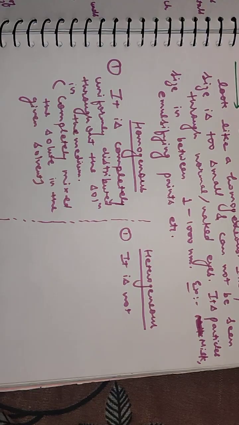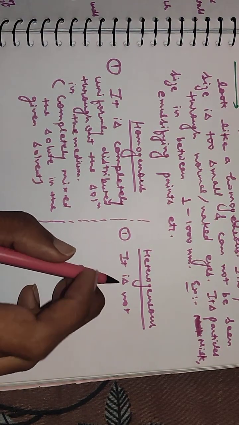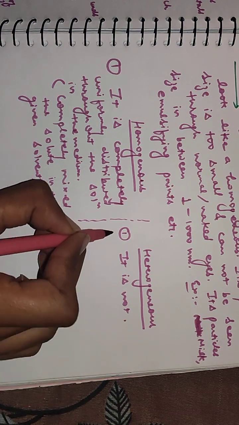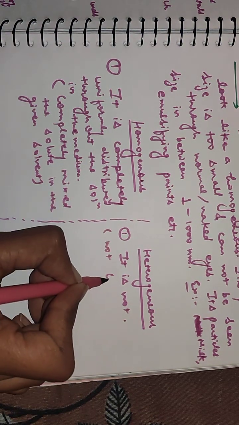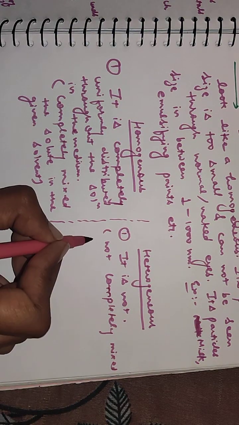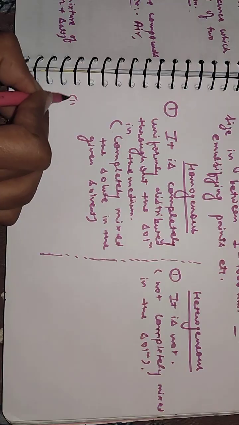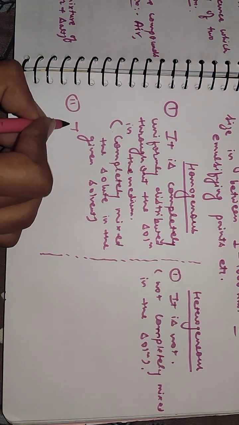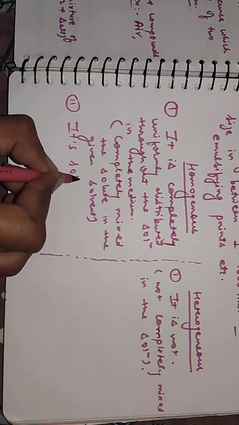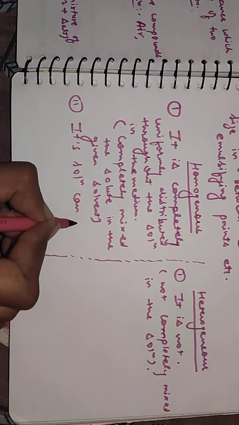And for a heterogeneous mixture, the conclusion is that it is not completely distributed, not completely mixed in the solution. So this is the basic fundamental property we discussed about homogeneous and heterogeneous. Its particles cannot be seen through naked eyes.